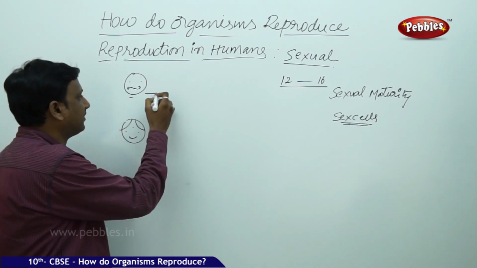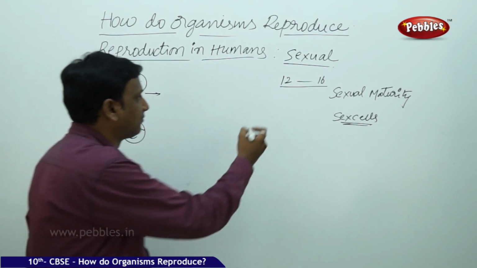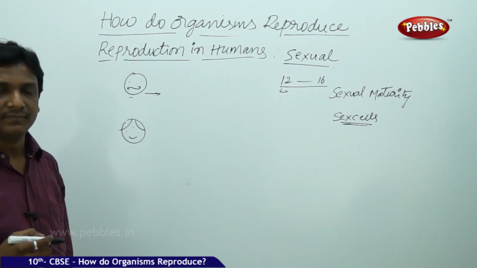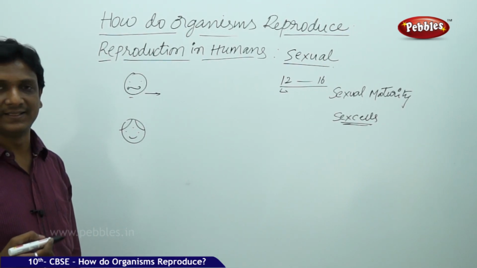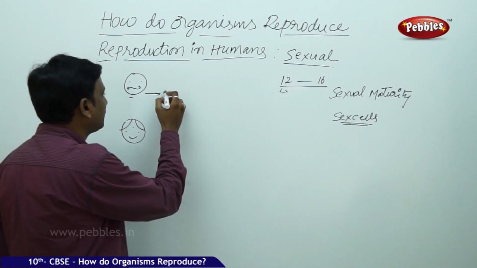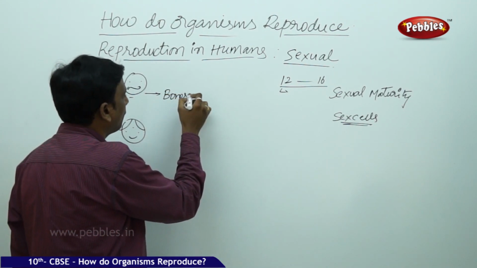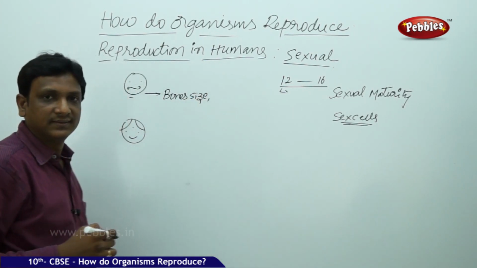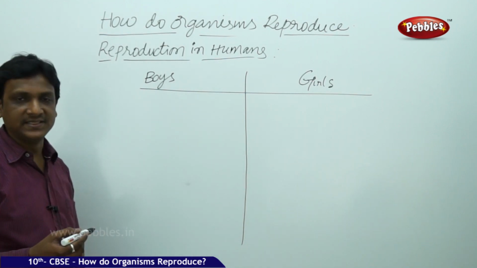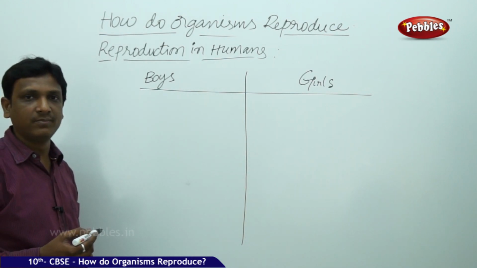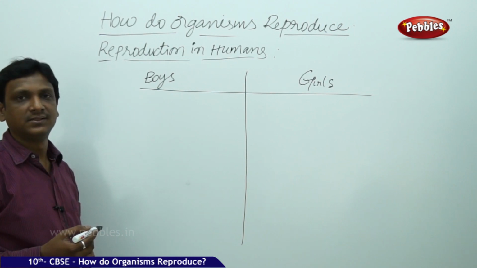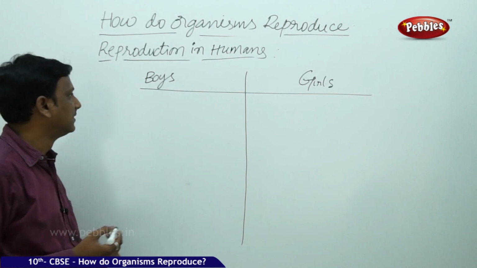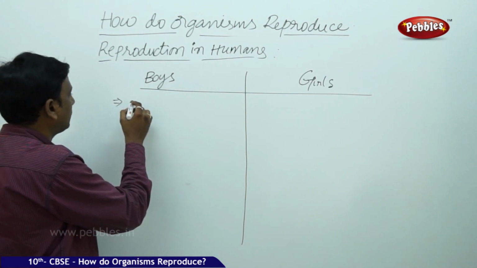In the case of boys, when they attain the age of 12, 13, 14, during this period their body increases in height, growth increases, the size of bones and body size increase. So here let us see what kind of noticeable, observable physical changes take place when sexual maturation starts in the body of boys and girls. In the case of the boys, you see the growth.